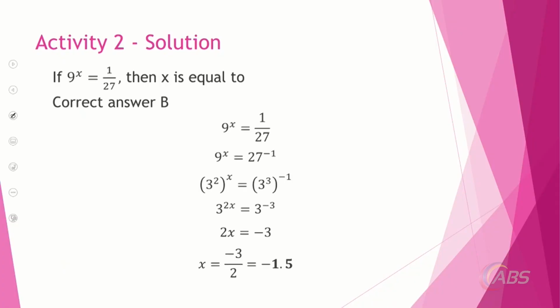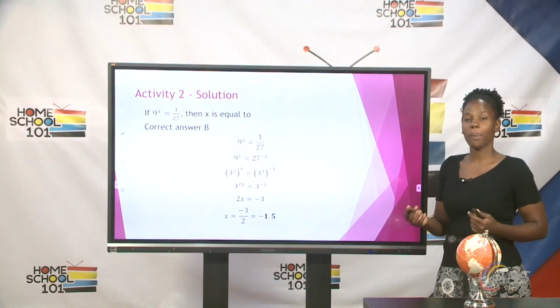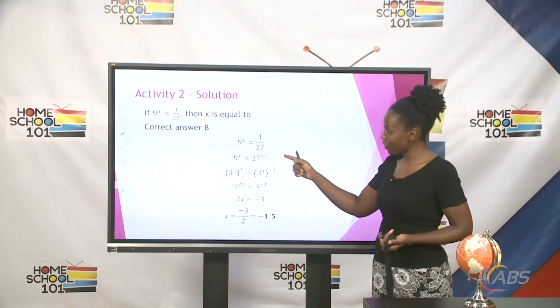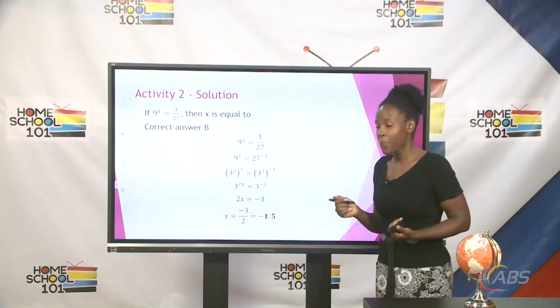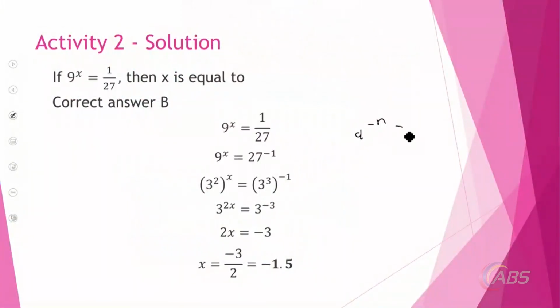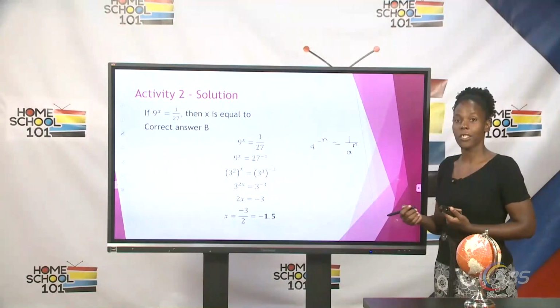So if we're looking at the question, we have 9 to the power x is equal to 1 divided by 27. Now, a key thing to note is that when we're looking at the rules of exponents, you need to know them from both sides. In this case, I have a fraction here, 1 divided by 27. So I can apply the rule that states a to the power negative n is equal to 1 over a to the n. So I can simply write this as 27 to the negative 1.